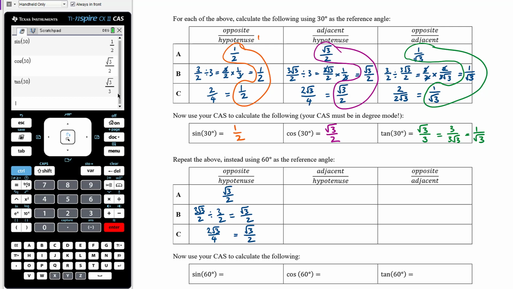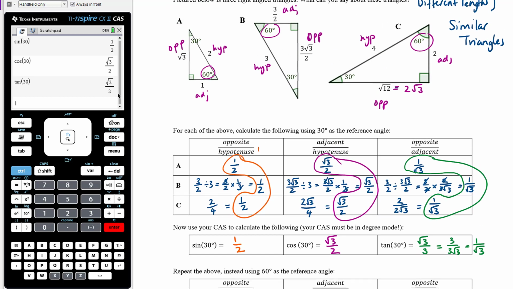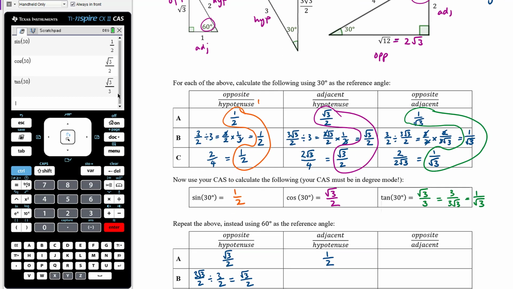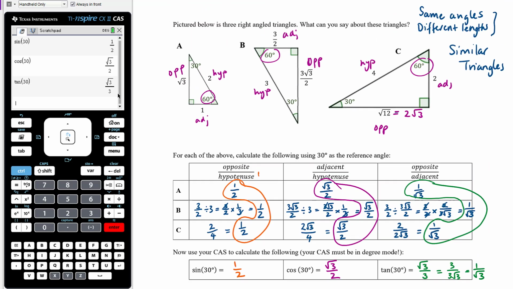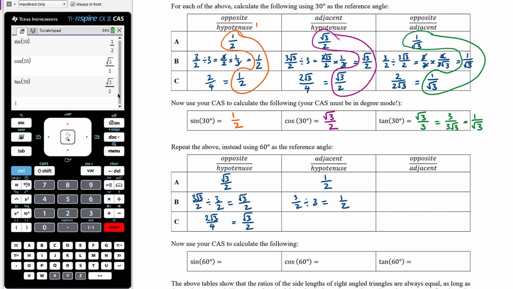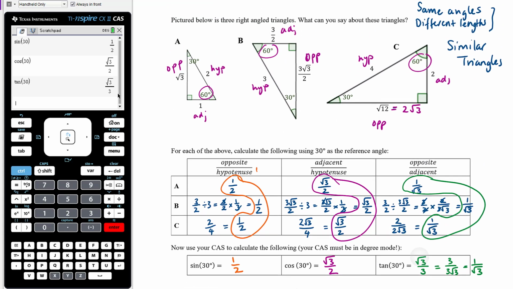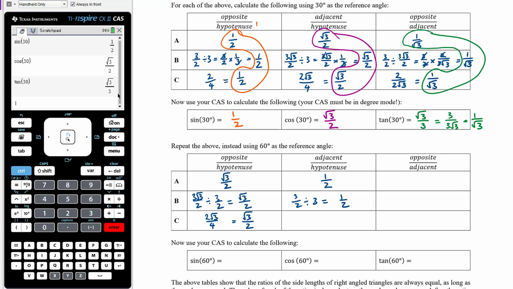Adjacent over hypotenuse, in triangle A, it's 1 over 2. In triangle B, adjacent over hypotenuse is, sorry, not root 3 on 2, is 3 on 2 divided by 3, which also gives us half. Again, we did that calculation in the previous table. And adjacent over hypotenuse for triangle C is 2 over 4, which will simplify to 1/2.